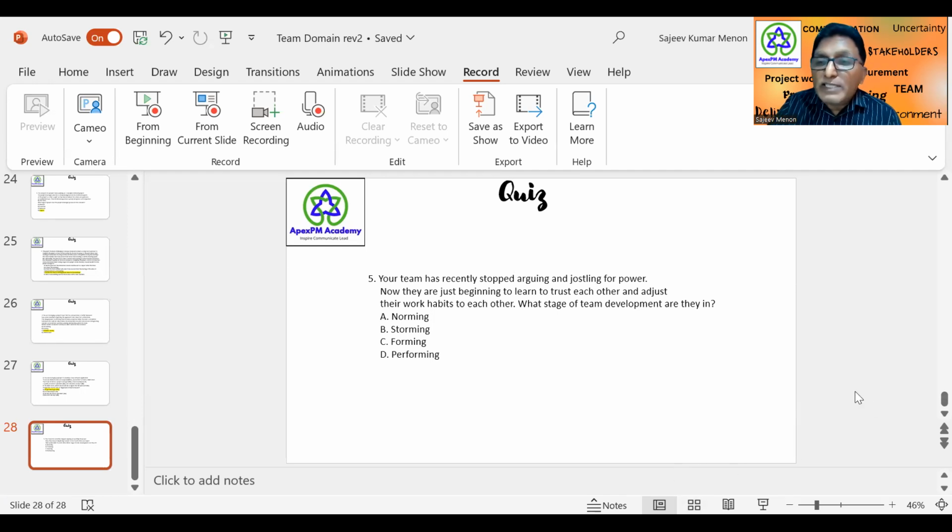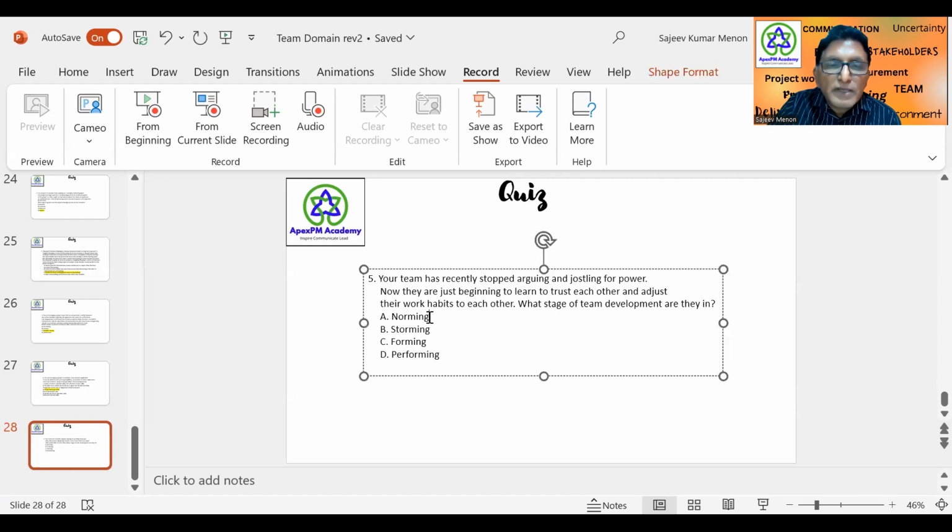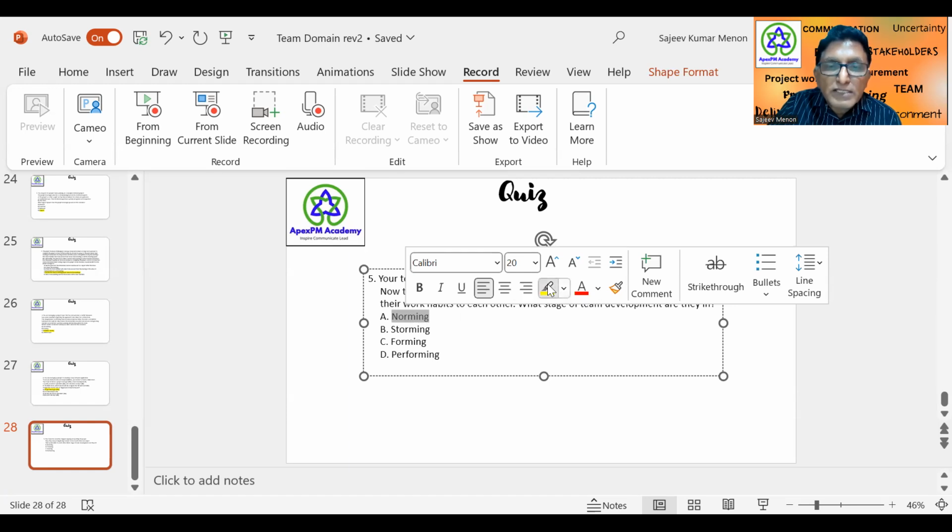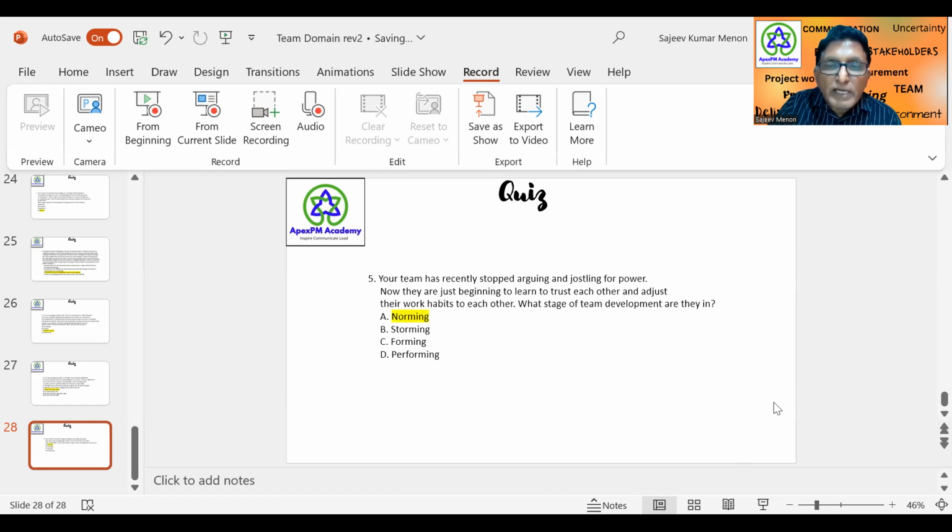So we have learned about the Tuckman's ladder. It proceeds from forming, storming, norming, performing, and adjourning. So forming stage is the team is just getting to know each other. Storming stage, there is some disagreement. And in the norming stage, that is the stage when team members begin to slowly trust each other. So the answer is not B, C, or D. The answer is A, norming, where trust begins to develop. And performing stage is the stage where they begin to deliver on the project. So the correct answer here is norming.